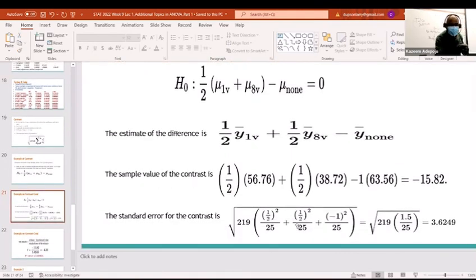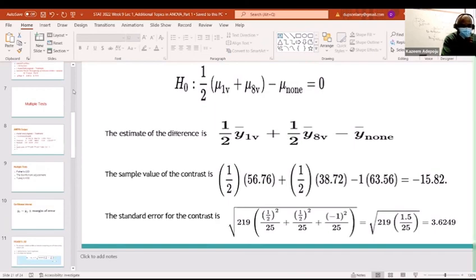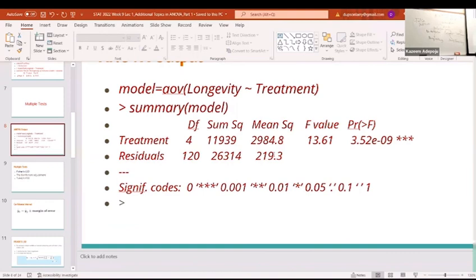Now, look at that. This is how to find the standard error. If you look at what you have, half, half, -1 is here. The coefficients are what I'm squaring here. Where do I get 219? The 219 is the mean square error from the ANOVA table. Let me quickly pull it up. You're going to see that now. Give me 1 second. Do you guys see the residual? 219, the mean square error 219.3. That is where it's coming from.